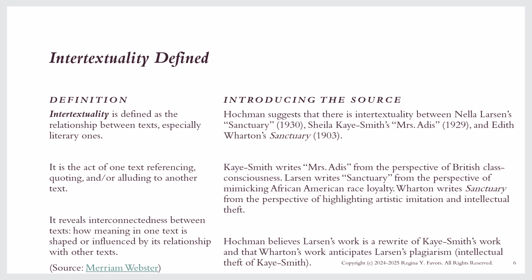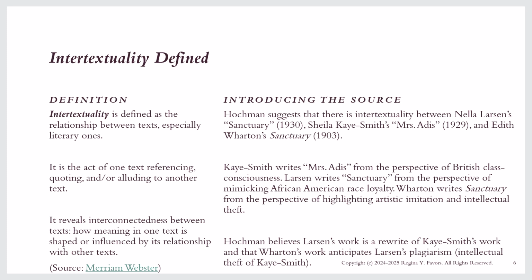All right, so let's look at an example of how intertextuality is applied. So let's introduce the source. Hochman suggests that there is intertextuality between Nella Larsen's Sanctuary, Sheila K. Smith's Mrs. Addis, and Edith Wharton's Sanctuary. K. Smith writes Mrs. Addis from the perspective of British class consciousness. Larsen writes Sanctuary from the perspective of mimicking African American race loyalty. Wharton writes Sanctuary from the perspective of highlighting artistic imitation and intellectual theft.